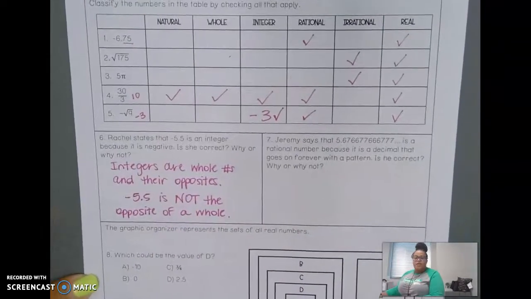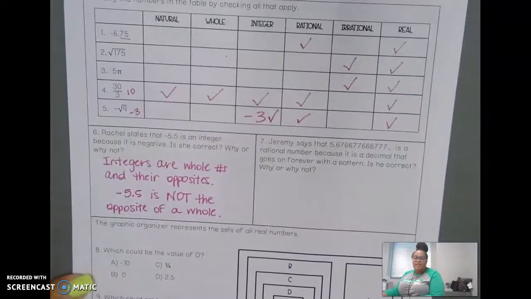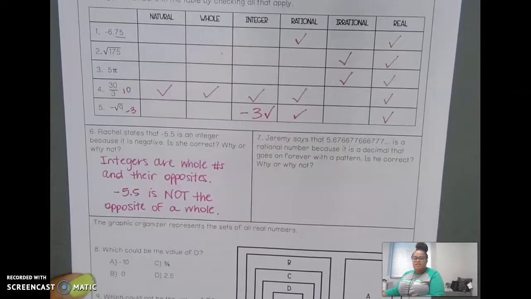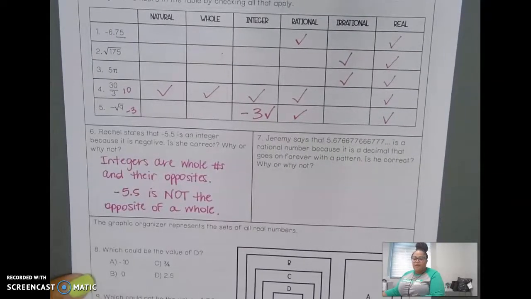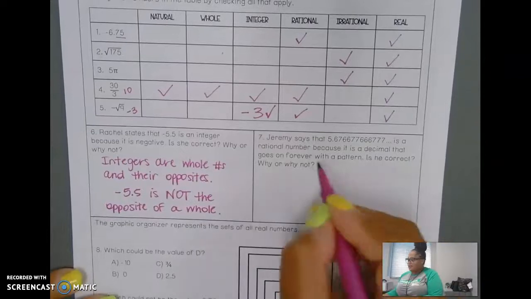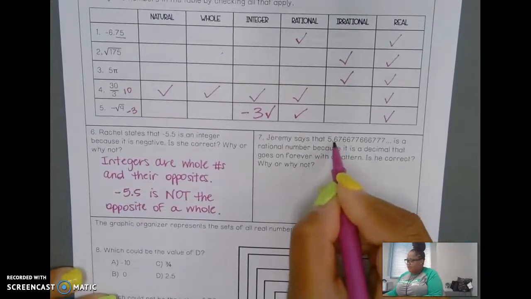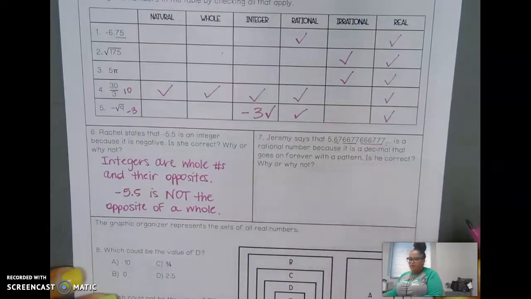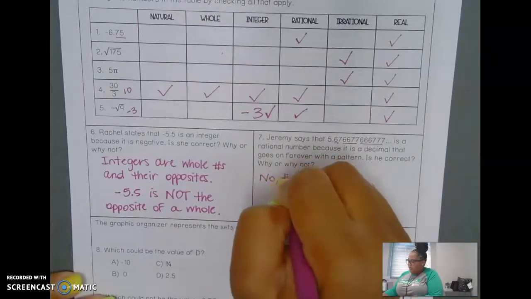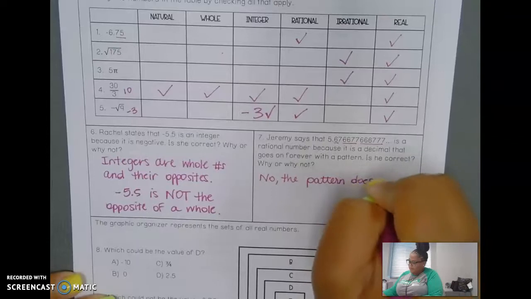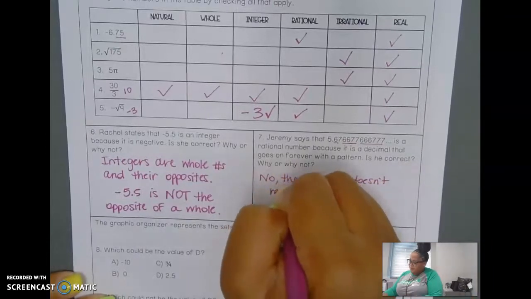Jeremy says that 5.6766766777 is a rational number because it is a decimal that goes on forever with a pattern. Is he correct? Why or why not? This isn't necessarily a repeating pattern because this is 67, this is 6677, this is 666777, and it's going to keep going on and on like that forever, and that's not a repeating pattern. So this would be no. The pattern doesn't repeat. Therefore, it is irrational.